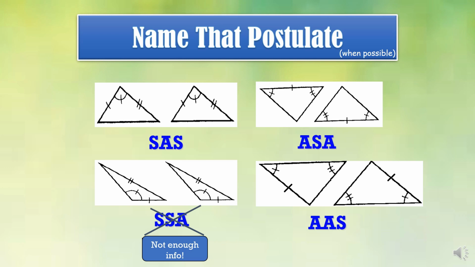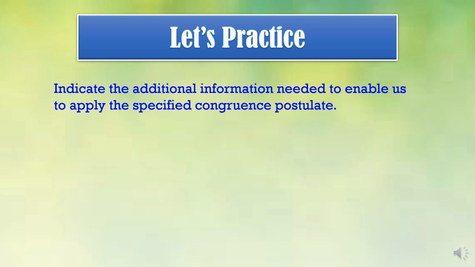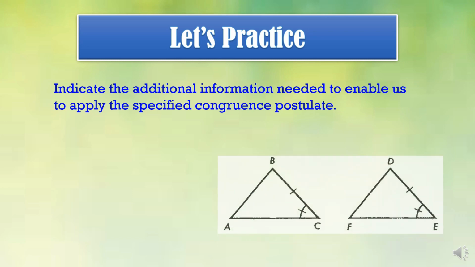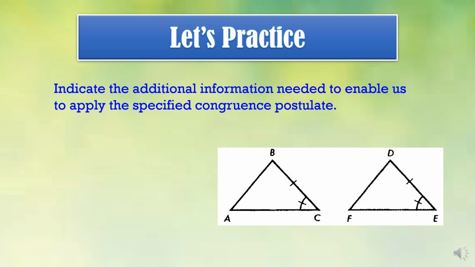Okay, next activity. Let us have another activity. Indicate the additional information needed to enable us to apply the specified congruence postulate. In the given figure, they have already indicated congruent parts. So, all you have to do is to give congruent parts for a specified congruence postulate. Are you ready? So, let us begin.